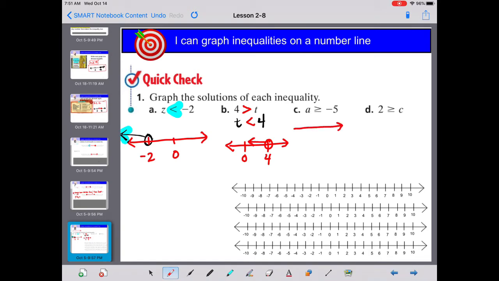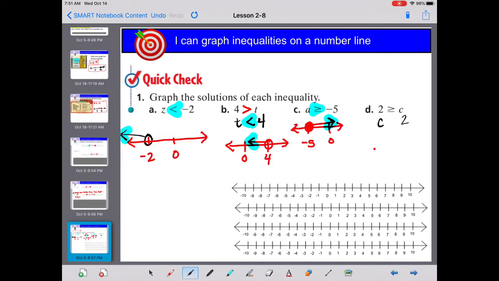Letter C. I need to have a 0 and -5 on my number line. I put a circle at -5. Because it's equal to, I fill it in. Numbers greater than or equal to -5 go to the right. Again, notice this sign and the arrowhead. They match. Here's practice with another one that doesn't have the variable first.